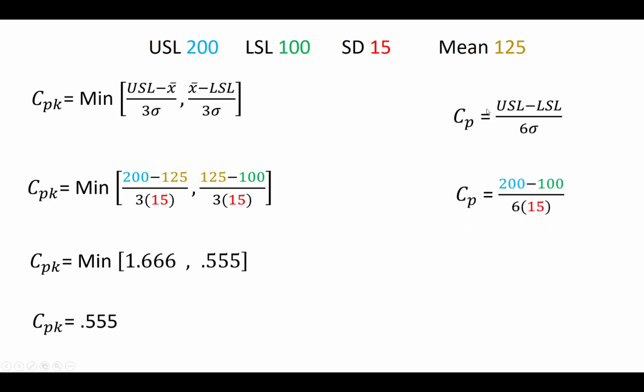So then we'll go over to the CP side. So USL minus LSL, 200 minus 100, divided by 6 times 15. Now you'll see here, we're going to get the same result, 1.11, even though we changed the mean, right? Because the CP does not use the mean. That's why CP is not as good of a measure.